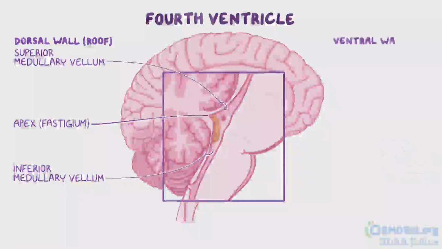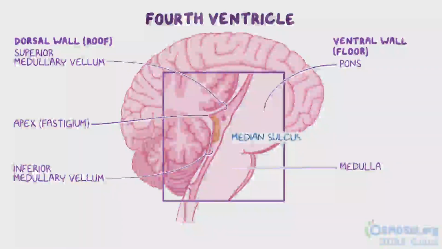The ventral wall, or floor of the fourth ventricle, on the other hand, is formed by the dorsal sides of the pons and the medulla. In the midline, the median sulcus can be seen, extending from the cerebral aqueduct rostrally to the central canal of the spinal cord caudally.